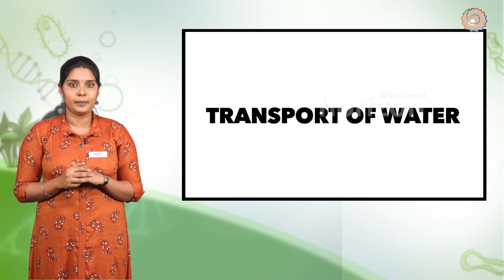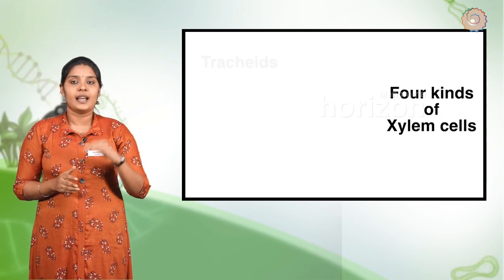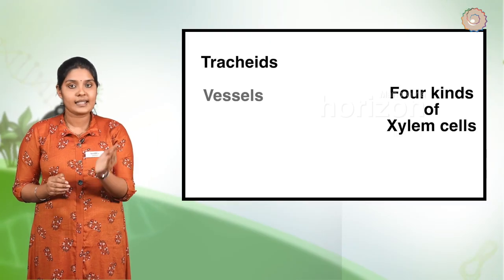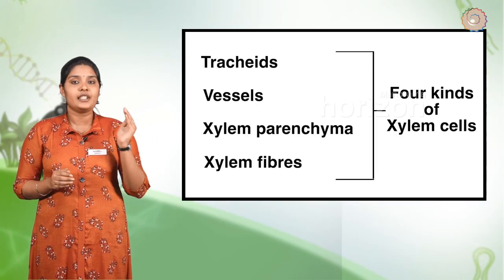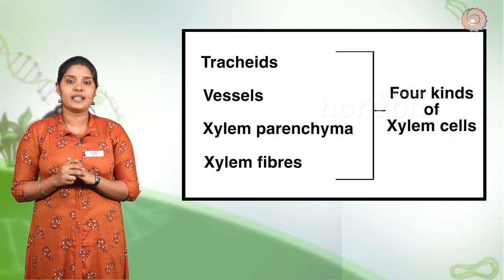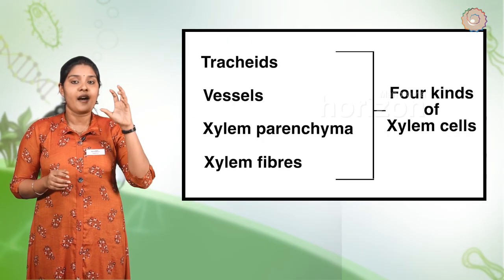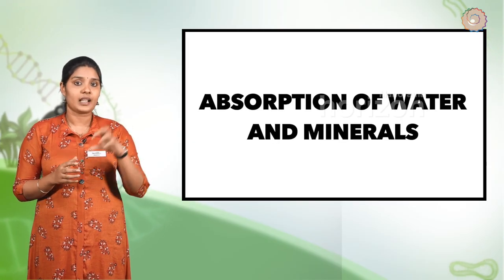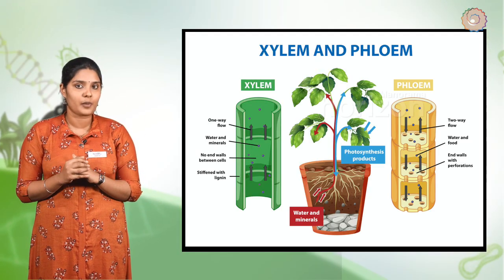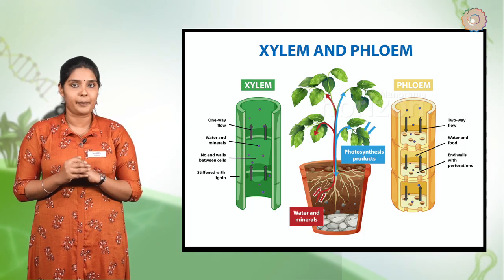Transportation of water in plants. Xylem is made up of four kinds of cells: tracheids, vessels, xylem parenchyma and xylem fibers. The transport of water involves three interconnected processes. The first one is absorption of water and minerals. The water and minerals are absorbed by plants from the soil through the root hairs and root apex.